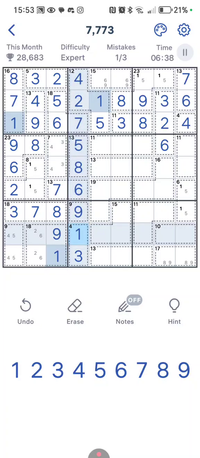11 plus 10 is 21. Plus 17 is 38. So this would be 7, wouldn't it? So it'd be 2 and 5, or 1 and 6. Just thought I'd put that in there because it was bothering me.